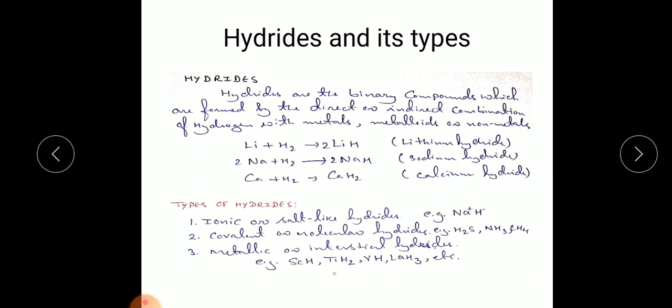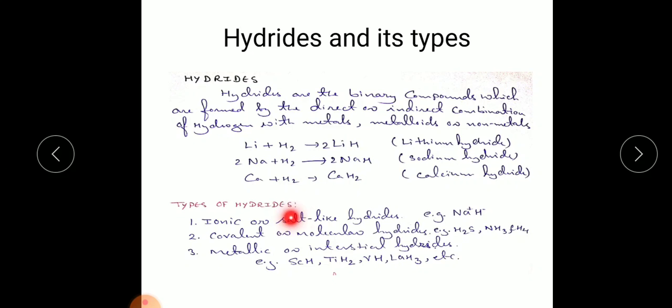The next topic we have is hydrides and their types. Hydrides are the binary compounds which are formed by the direct or indirect combination of hydrogen with metals, metalloids or non-metals. For example, when lithium reacts with hydrogen, it forms lithium hydride. When sodium reacts with hydrogen, it forms sodium hydride. When calcium reacts with hydrogen, it forms calcium hydride. So this is how hydrides are formed.